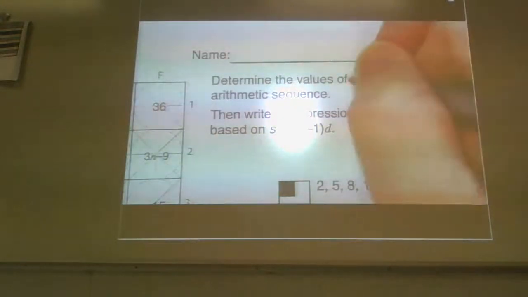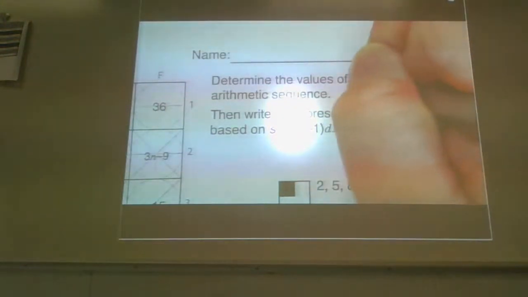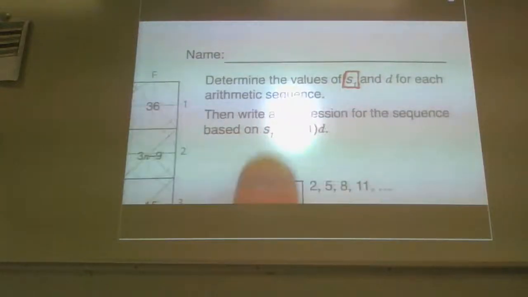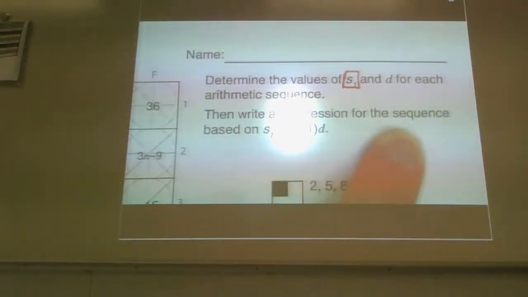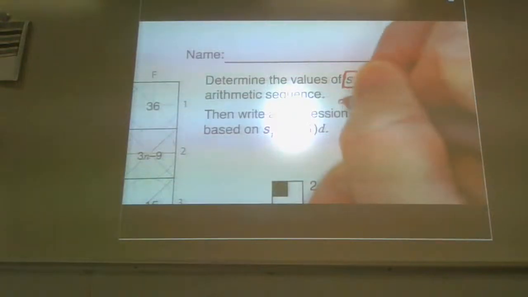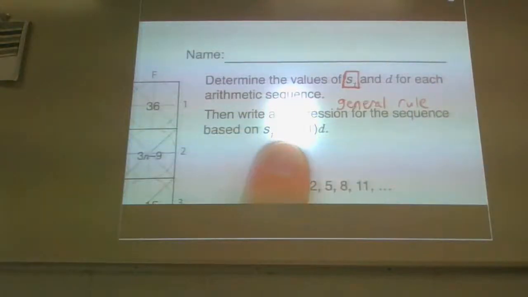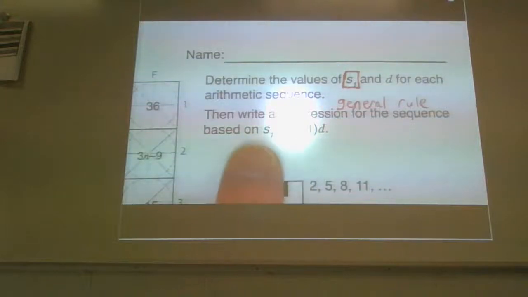So S sub 1 is really A sub 1, just for the sake of argument. They're just using a different letter. A sub 1 being the first term, and D being the common difference. But then once you identify those, they want you to write the expression for the sequence, which is basically the general rule. Now, this formula is the exact formula that I have given you, except again, instead of A sub 1, they're using S sub 1. That's the only difference between what they're doing and what we're doing.